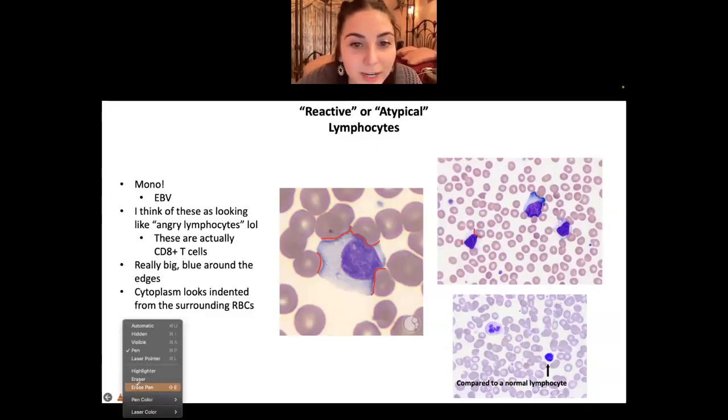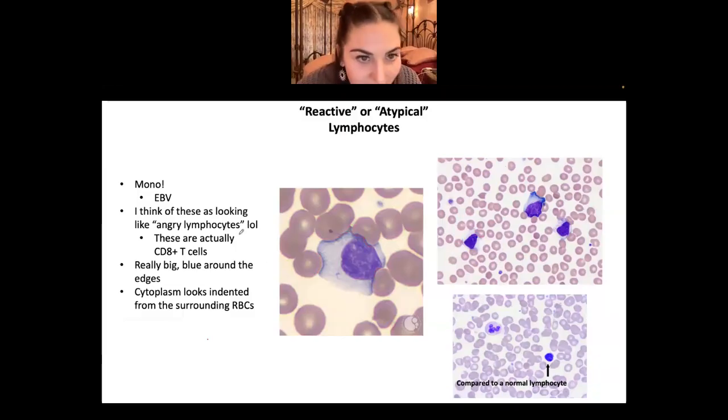And then a big trick, the trick that they like to ask about, is these are T cells. If you see a reactive lymphocyte on a blood smear, it's a CD8 positive T cell, always. It'll never be a B cell. It'll never be a CD4 positive T cell. In mono, if you see a reactive lymphocyte, it is a CD8 positive T cell.